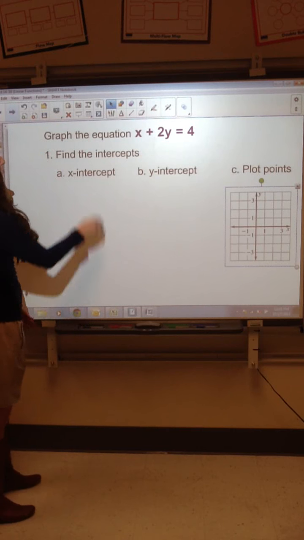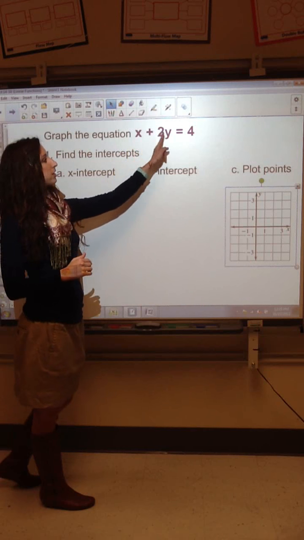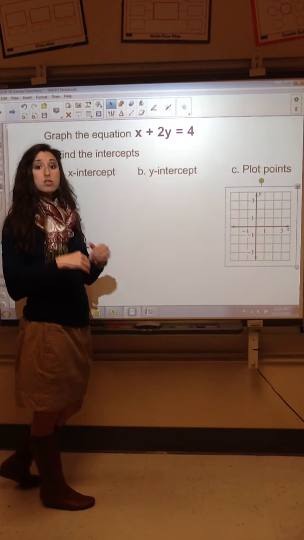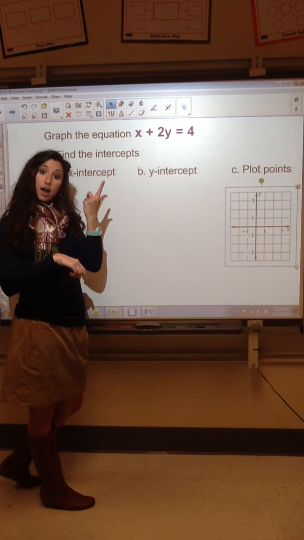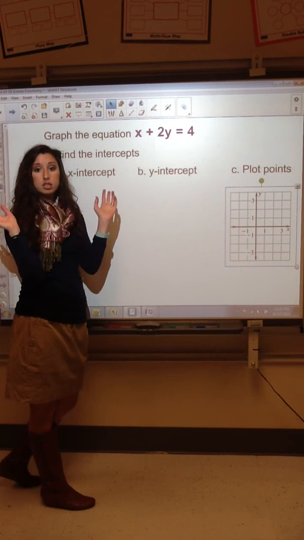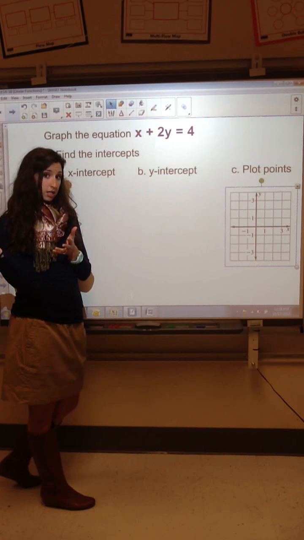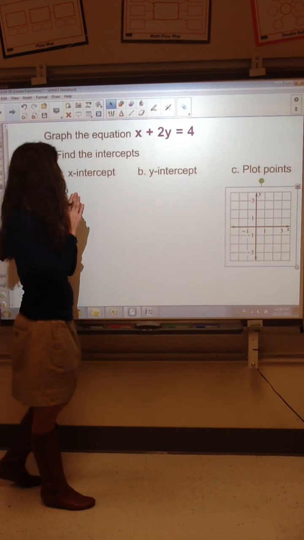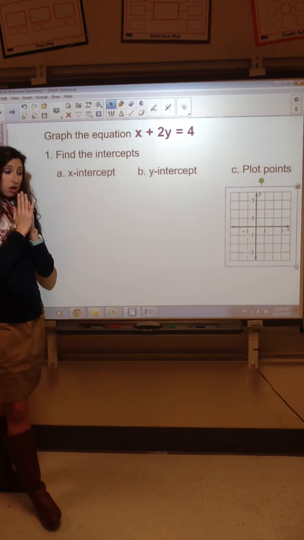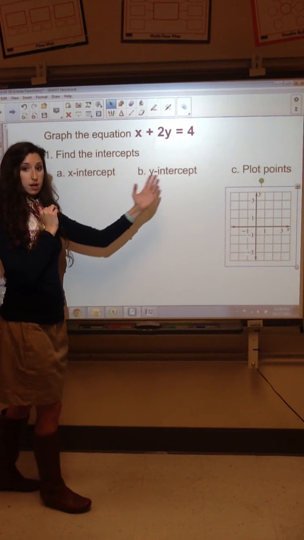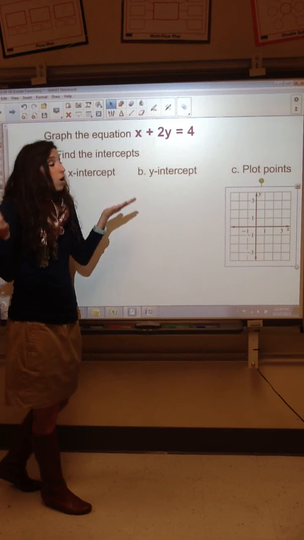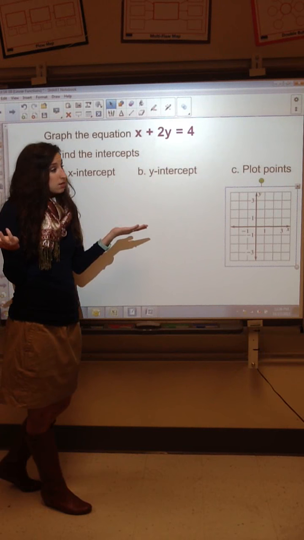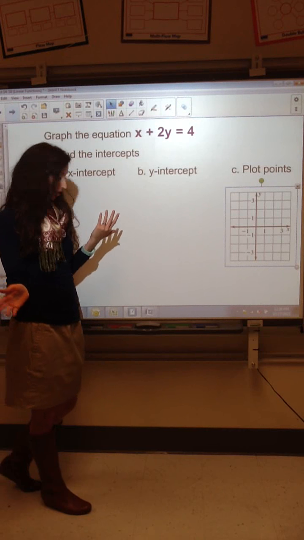Okay, so graph the equation x plus 2y equals 4. Reminder, we solve for y, we make an xy chart. Great, that's a lot of work. Do you want to make it easier on yourself? Yes, I do too. So we're going to just solve for our x-intercept and our y-intercept. All you need is 2 points and you can draw your line. You're connecting the dots, okay?